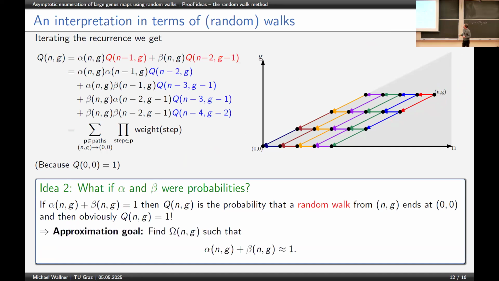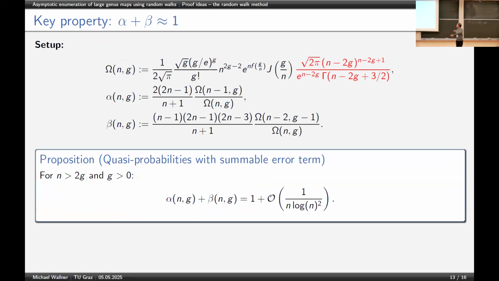But our goal now is to show that if we could find omega ng, so we still have some freedom, such that they're approximately probabilities, then we could maybe use this idea. And it turns out that's possible. This is just from before, I copied it to show that everything is explicit. And we add just one more term. You remember the exponential term and this term, and here you see another factor. I need this factor in order to be able to show this result.